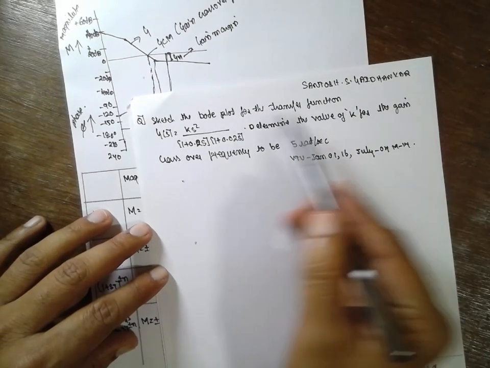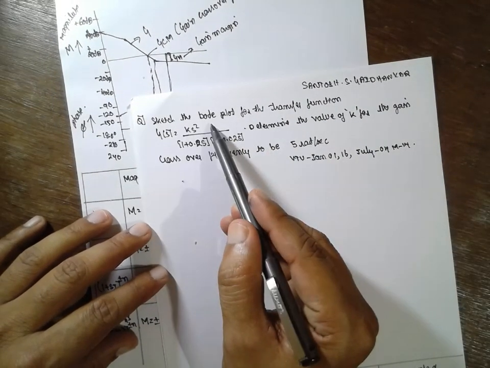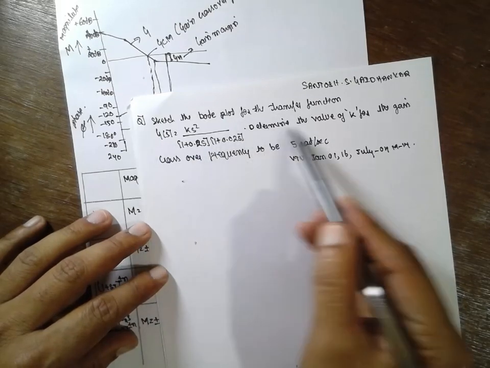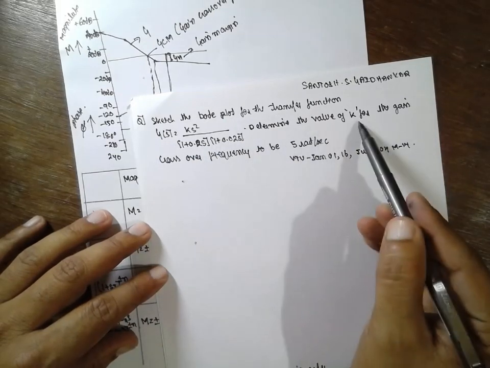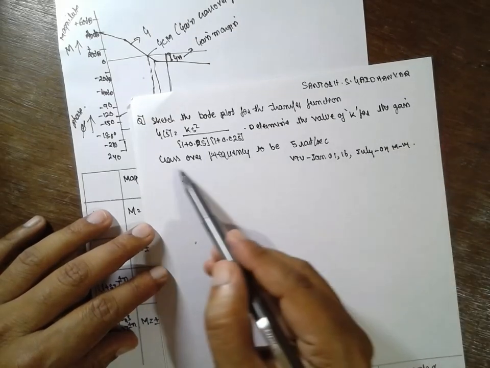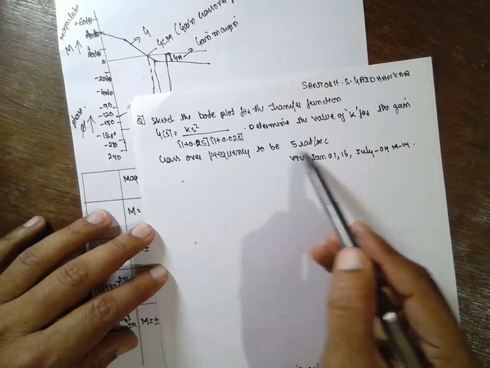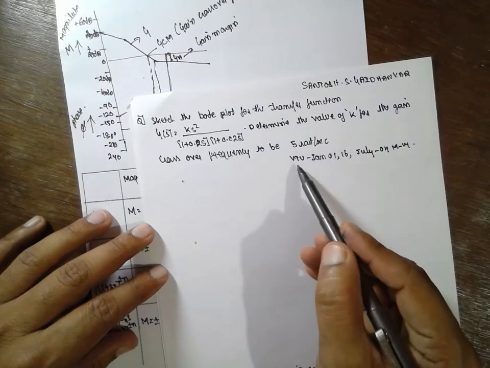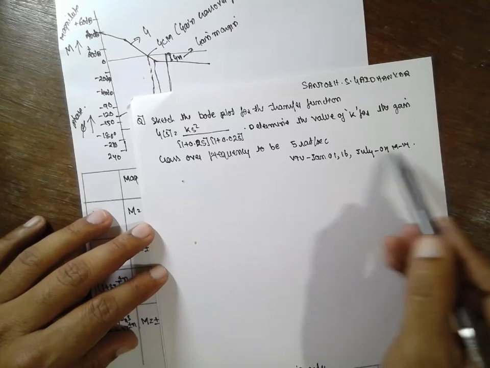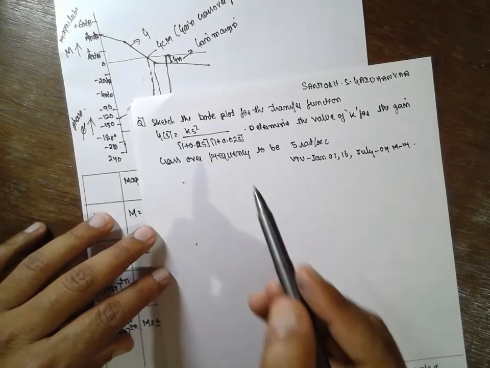In control engineering, we are targeting the Bode plot. This is the problem they are giving. It's a special problem, and we have to determine the value of K for the gain margin, gain cross-over frequency to be 5 radian per second. This was given in VTU in 2001 and 2004 for 16 and 14 marks. This is a very important problem.